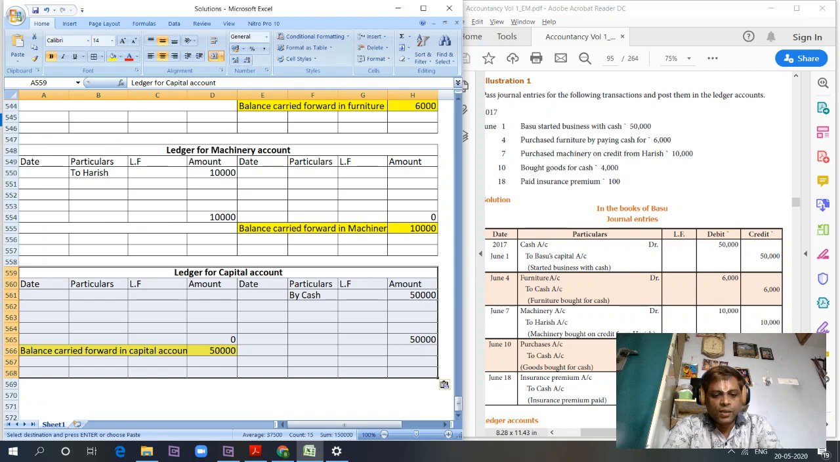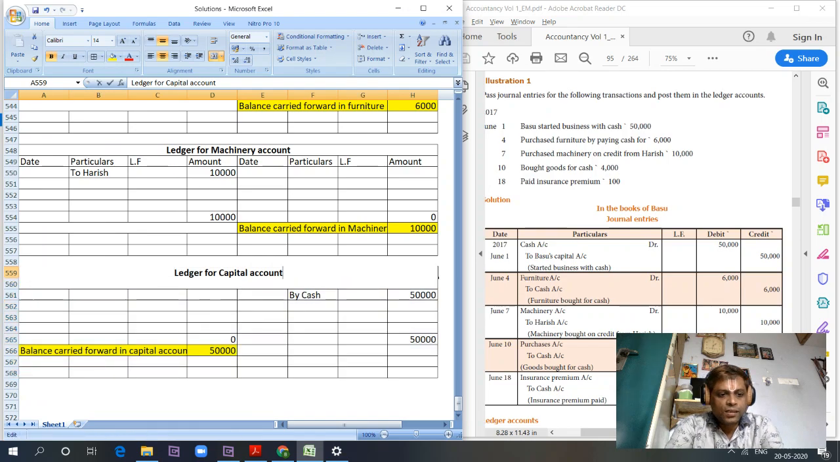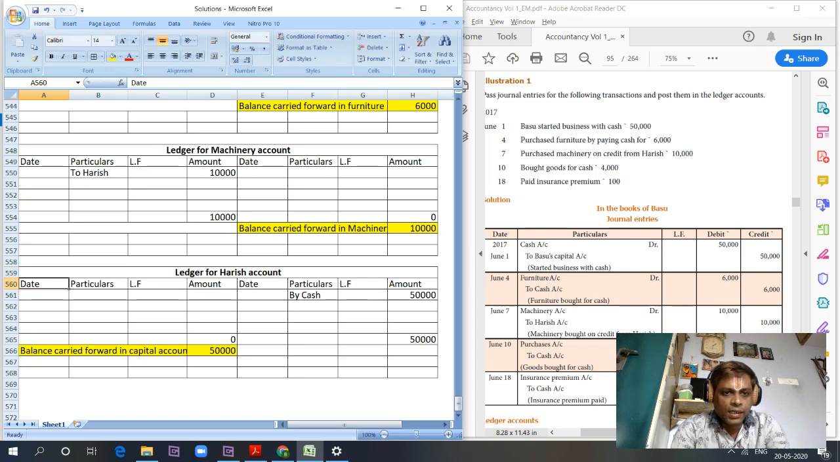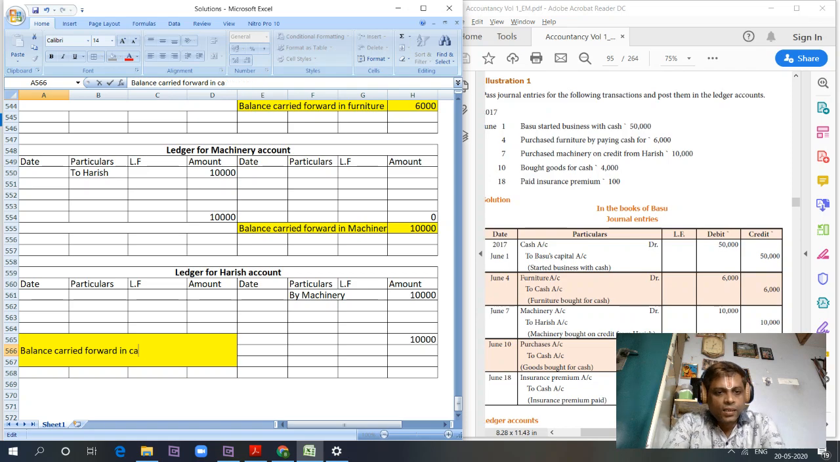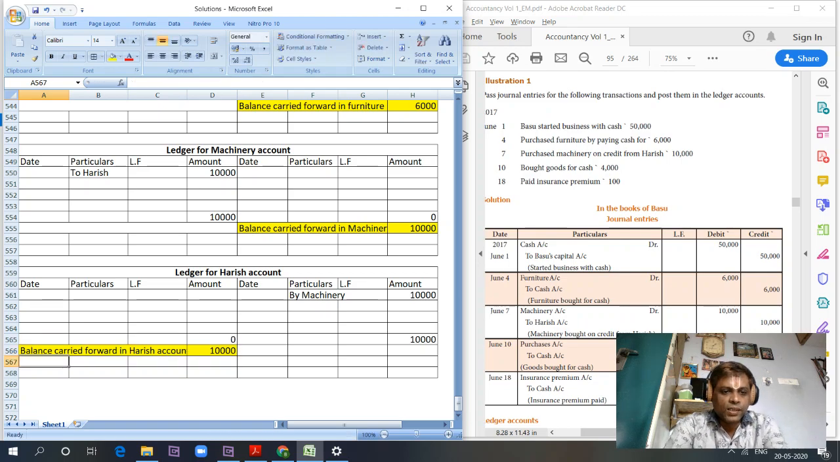Next ledger we have to prepare, just copying the format here, is the ledger for Harish account. You can see it's similar: machinery account to Harish. So in Harish's books it should be by machinery. In Harish account, by machinery 10,000 rupees. That is the ledger of Harish. So balance carried forward in Harish account is 10,000 rupees.